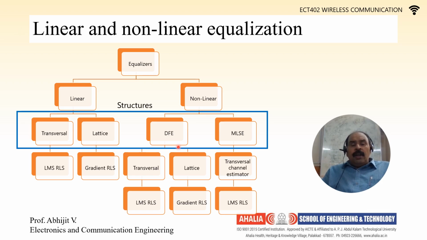Further, non-linear equalizers can be classified into two. One is the decision feedback equalizer. The other one is the MLSE, maximum likelihood sequence equalizer. We have the LMS, least mean square algorithm, which we will be studying in the next session. We have RLS algorithms. So these are all adaptive algorithms that help us to improve on the noise.